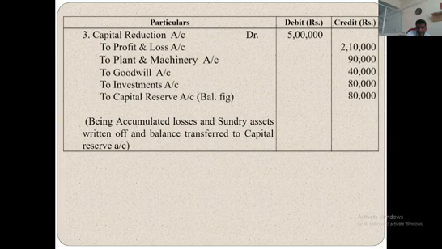Then capital reduction account debit 5 lakh, to profit and loss account 2 lakh 10,000, to plant and machinery 90,000, to goodwill 40,000, to investment 80,000, balance to capital reserve account, being accumulated loss and sundry assets written off and balance transferred to capital reserve account.